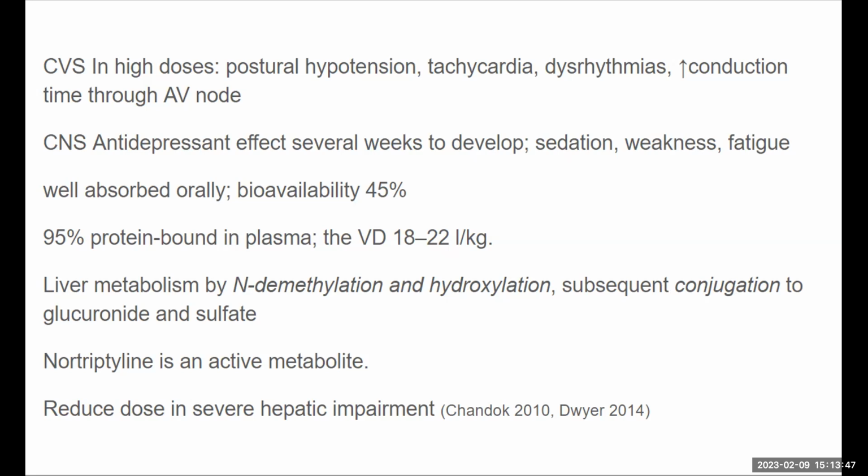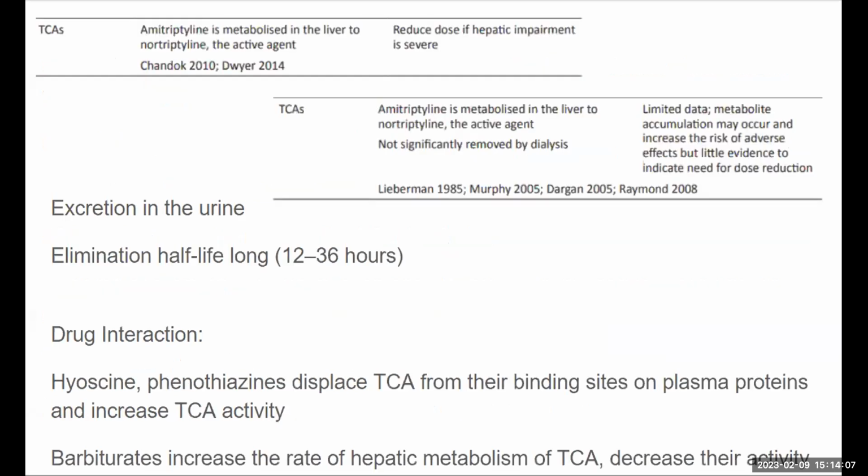It gets metabolized in the liver, and its active metabolite is nortriptyline, which is also active and has an effect on the reuptake channels. Since it is metabolized in the liver, severe hepatic impairment requires dose adjustment. However, in renal impairment patients, it is not removed by dialysis, and we do not need any dose reduction for renal impaired patients with amitriptyline.